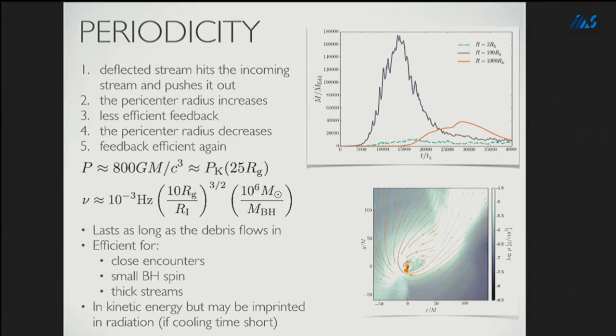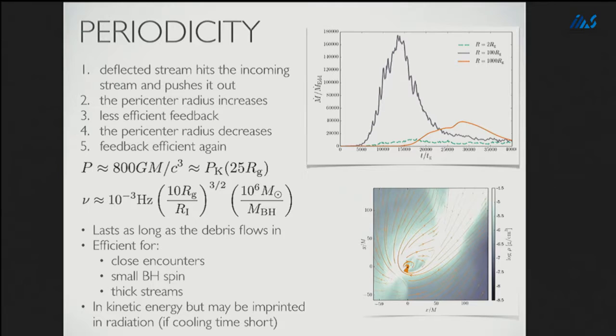So if one writes down the formula for the Keplerian velocity or Keplerian angular velocity as a function of radius and as a function of black hole mass, one gets the following number. So for typical parameters of a tidal disruption, one should expect the period of roughly 10 to minus 3 hertz, so like 1 hour.